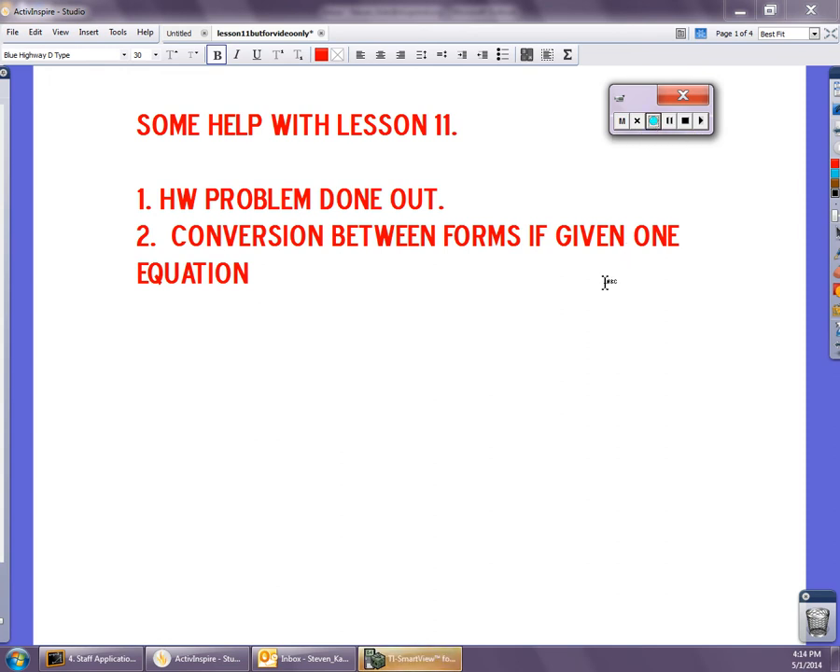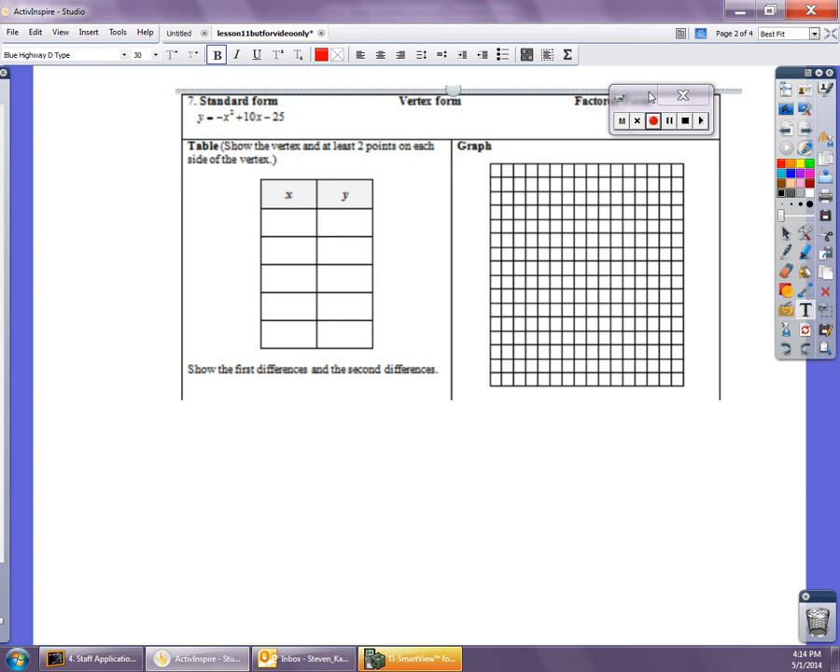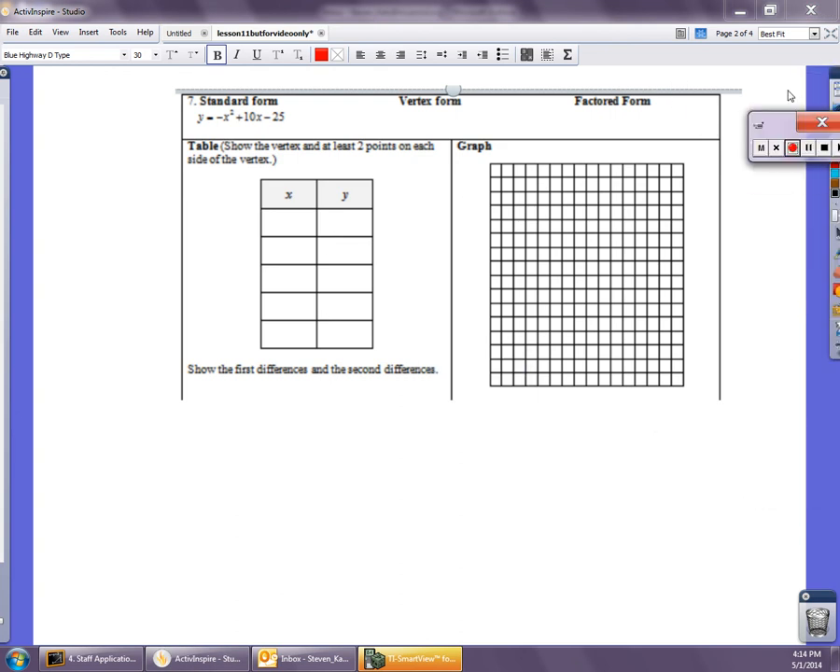All right, so two things we're going to do. We're going to do a couple of the homework problems that you had for Lesson 11, and we're going to do them out. And then we're going to also do a problem where you have to do a conversion between forms if you're given an equation. So the ones that we're going to do are homework number 7 and 8.